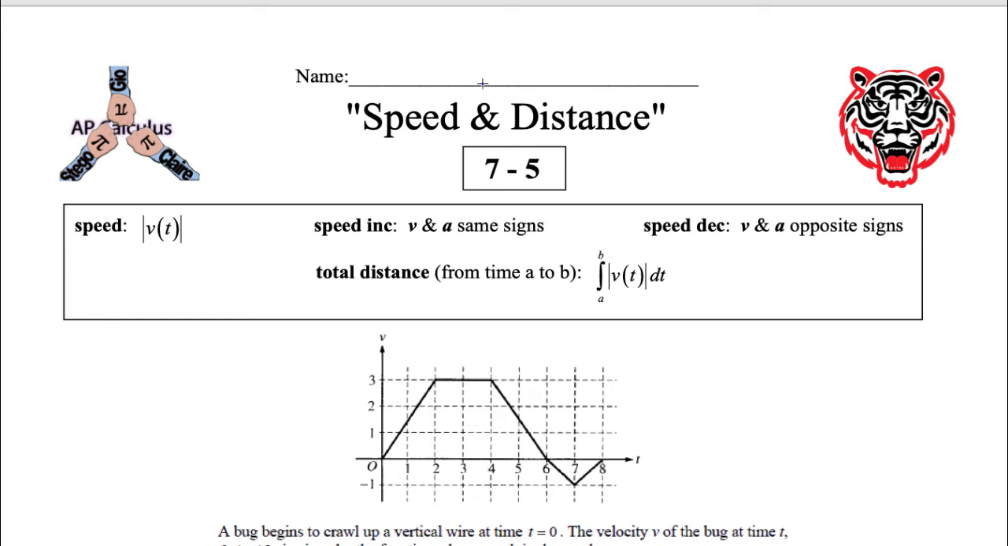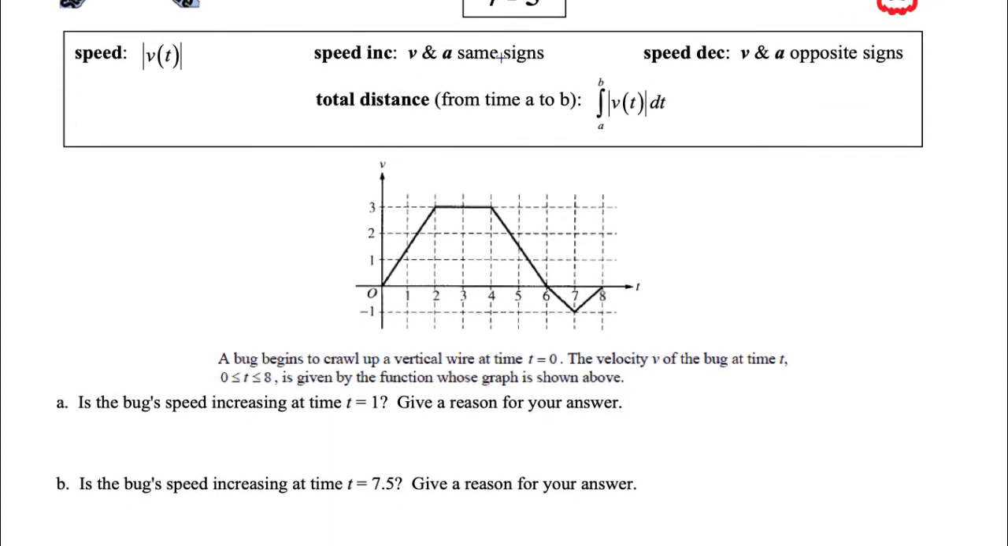All right, this is AP Calculus. We are on lesson 7-5. This is the worksheet, and these are the answers. Today's date is Friday, January 10th, 2020.